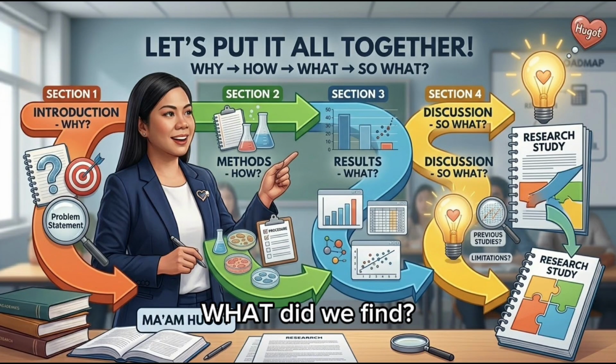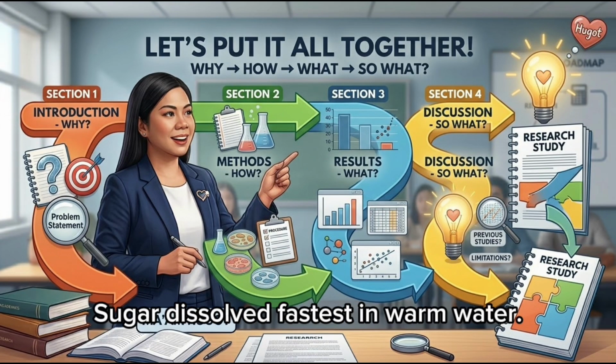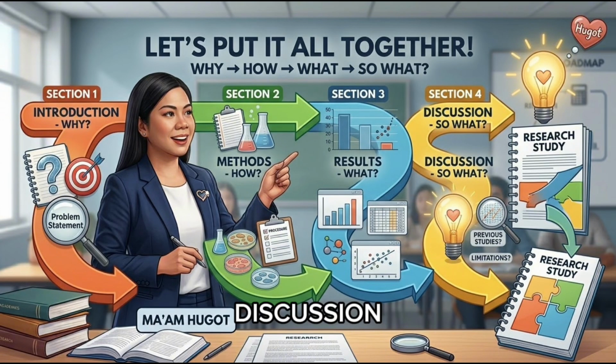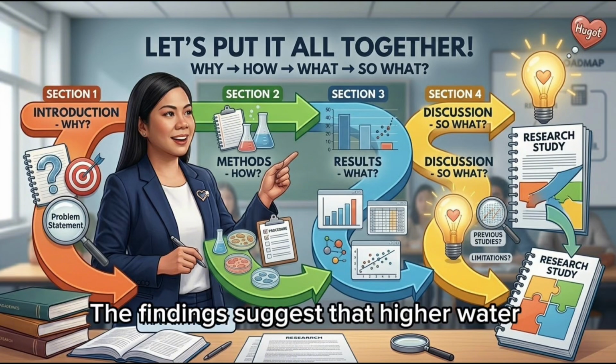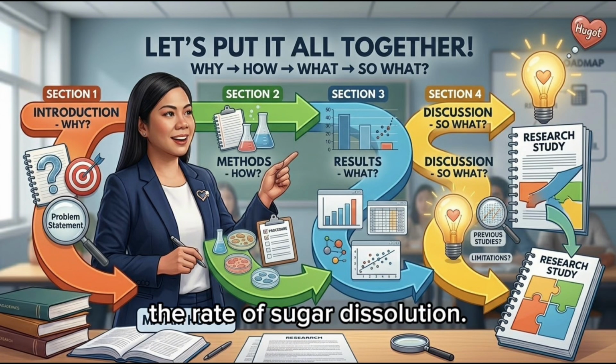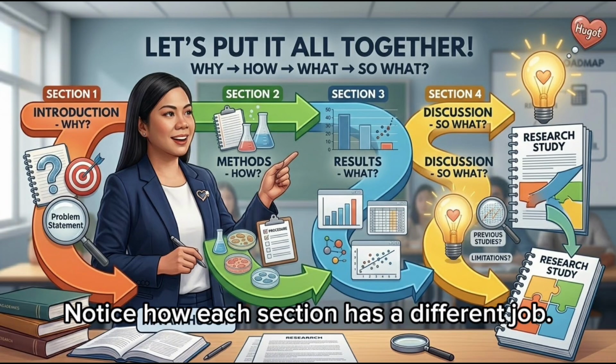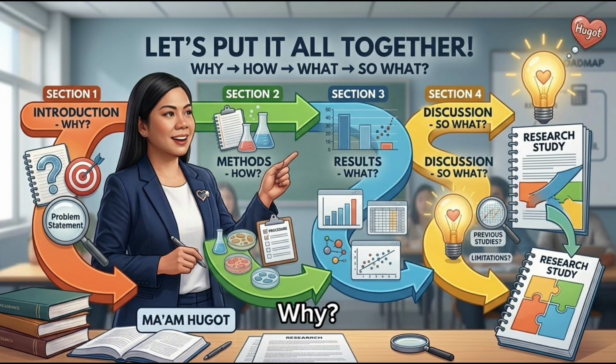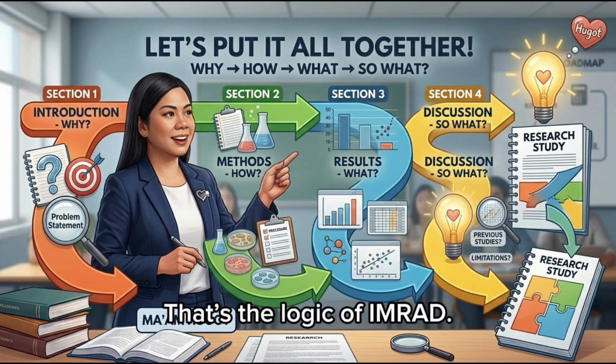Results, what did we find? Sugar dissolved fastest in warm water. Discussion. So what does that mean? The findings suggest that higher water temperature increases the rate of sugar dissolution. Notice how each section has a different job. Why? How? What? So what? That's the logic of IMRAD.